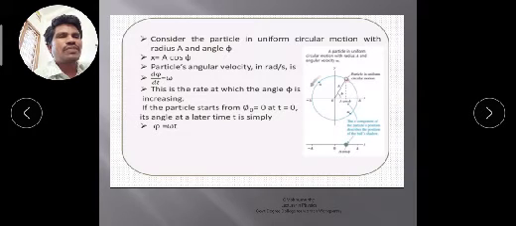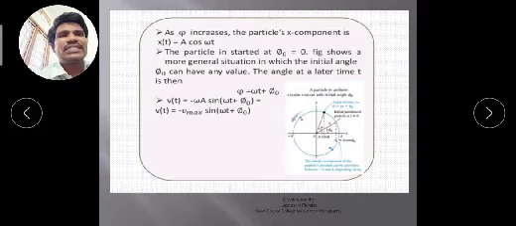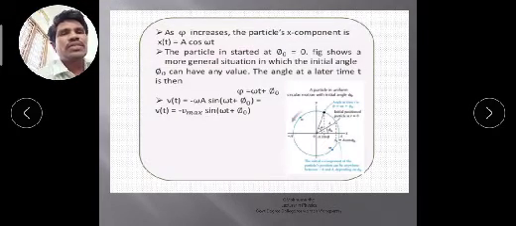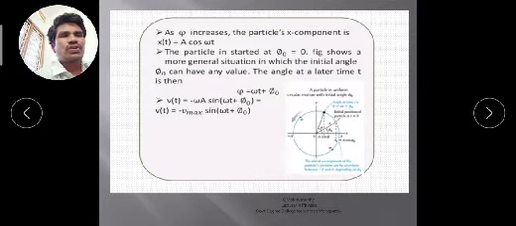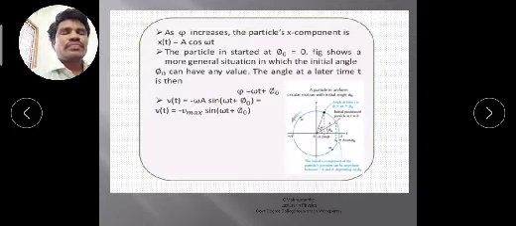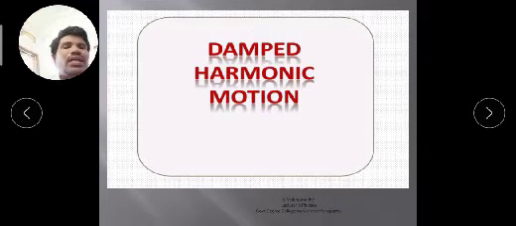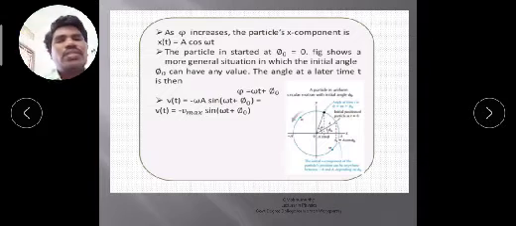If the particle starts from psi of 0 is equal to 0 at small t is equal to 0, its angle at a later time small t is simply psi is equal to omega t. So therefore as psi increases, the particle's x component x of t is equal to A cos of omega t. The figure shows a more general solution, the situation in which the initial angle psi of 0 can have any value. Okay, these are the examples for simple harmonic motion.